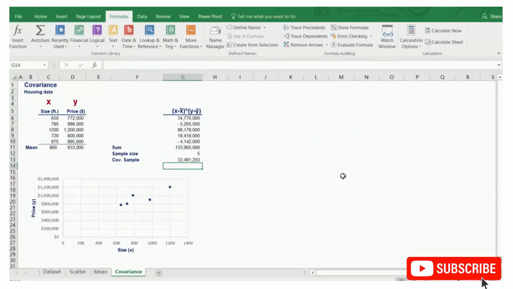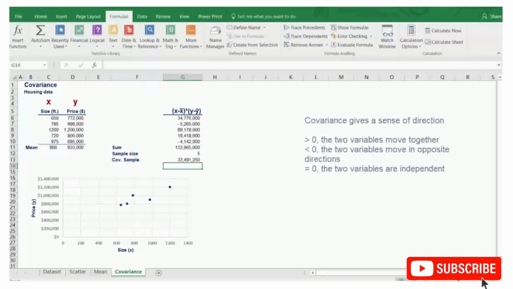It gives us a sense of direction in which the 2 variables are moving. If they go in the same direction, the covariance will have a positive sign, while if they move in the opposite directions, the covariance will have a negative sign. Finally, if their movements are independent, the covariance between the house size and its price will be equal to 0.